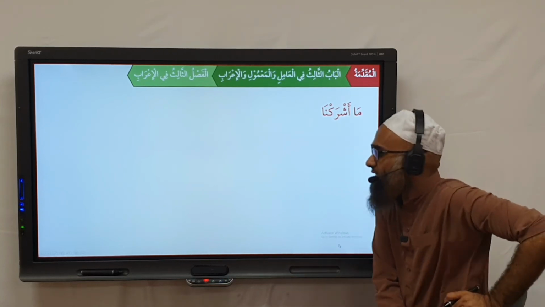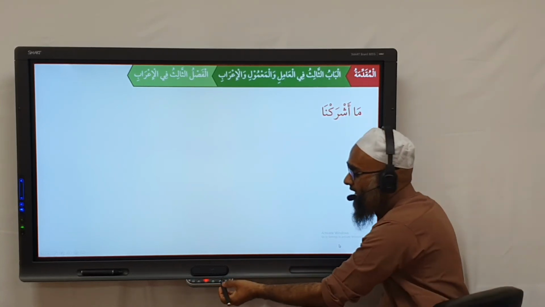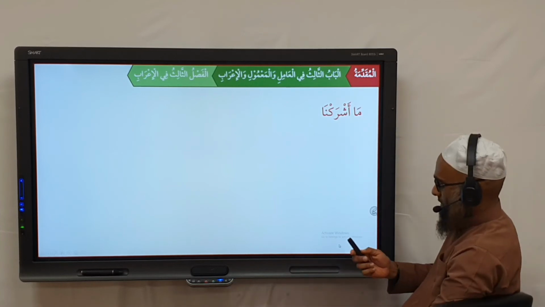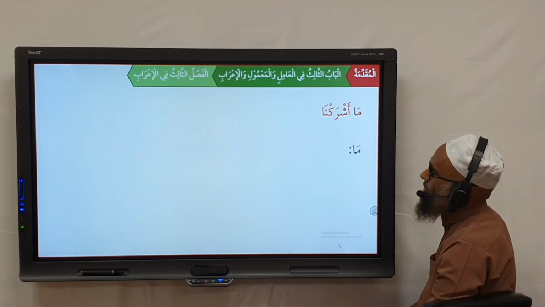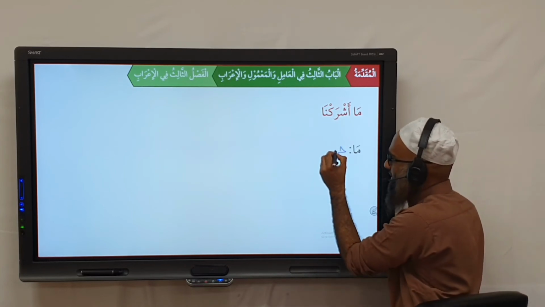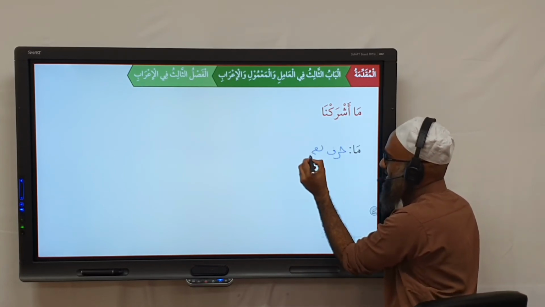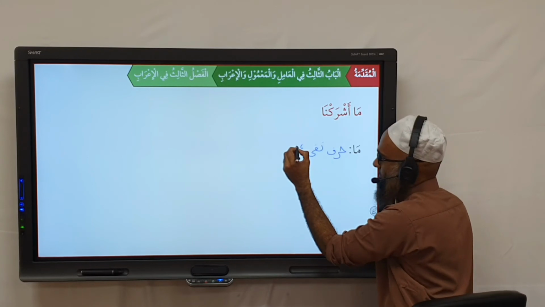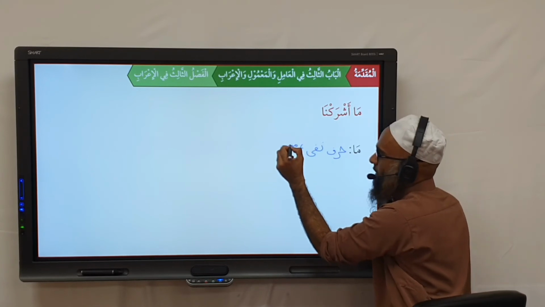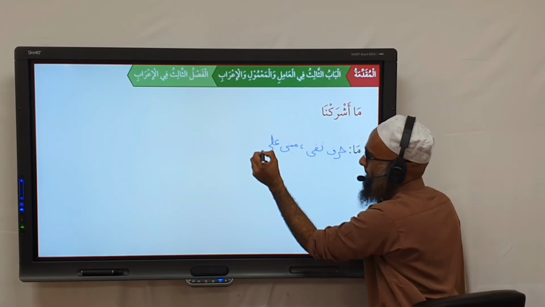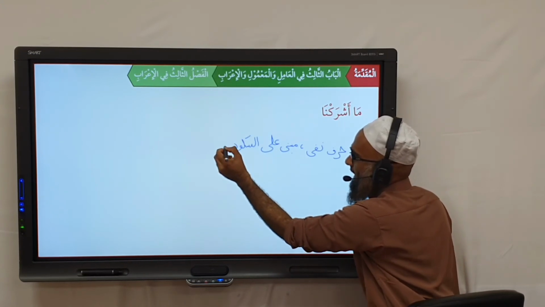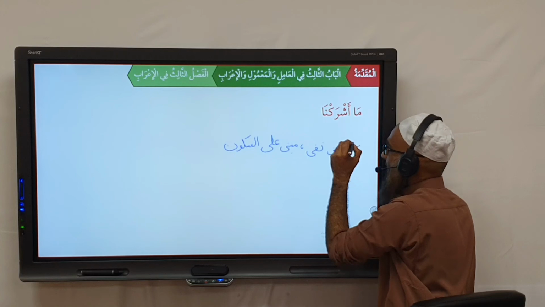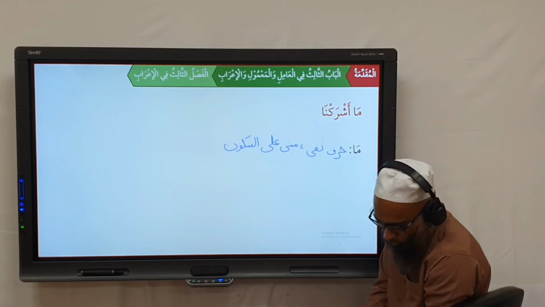Next we have. So the next word we have here is ma ashrakna. How to do the إعراب of ma ashrakna? So first we have the particle ma. So we say harf nafyin, and then you have to say what is it? Is it mu'rab mabni? What's it mabni on? So it's not ma, it's ma. So mabni on as sukun. Okay?